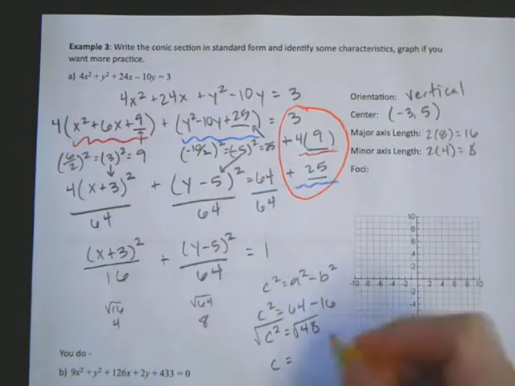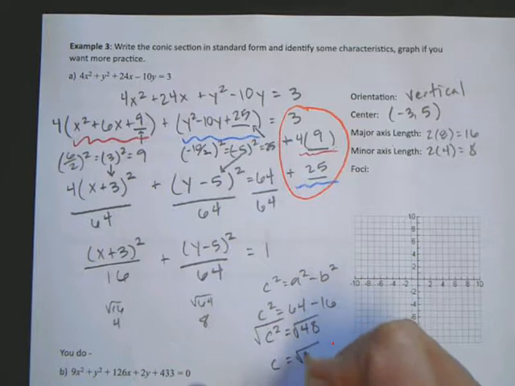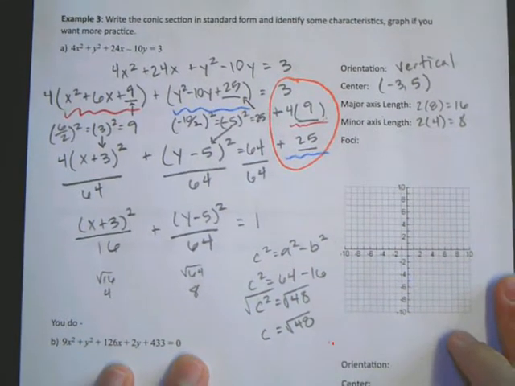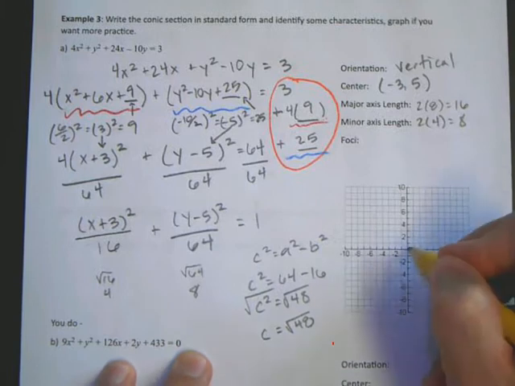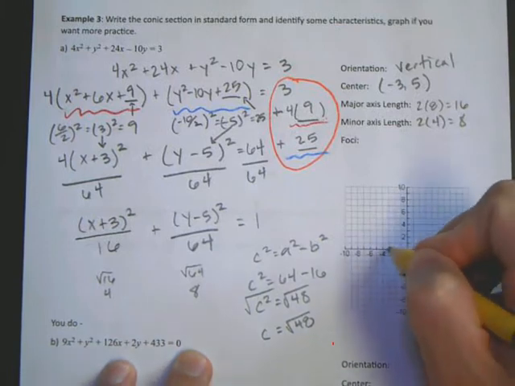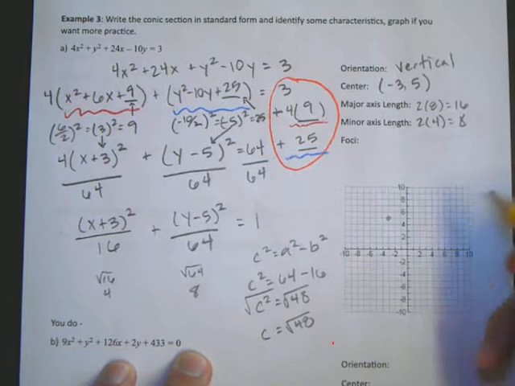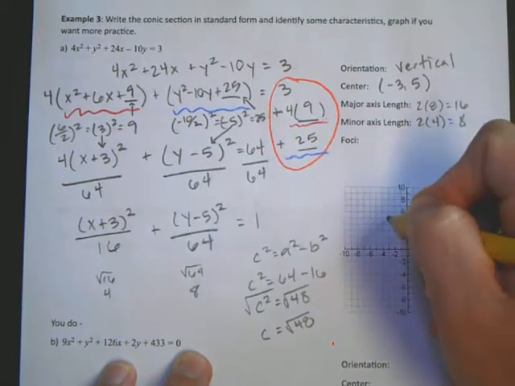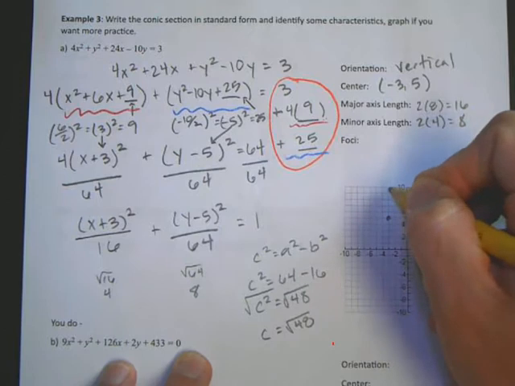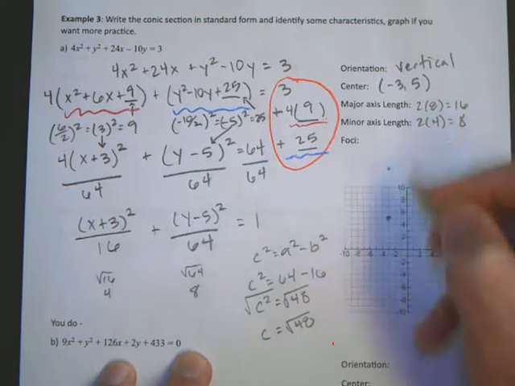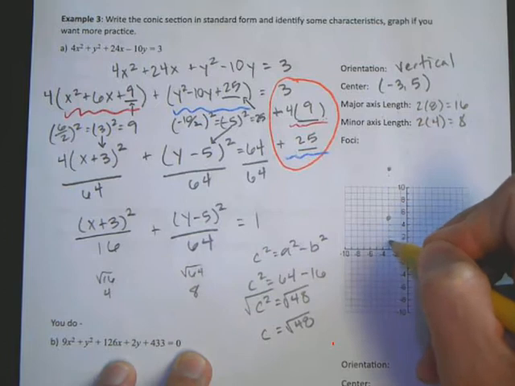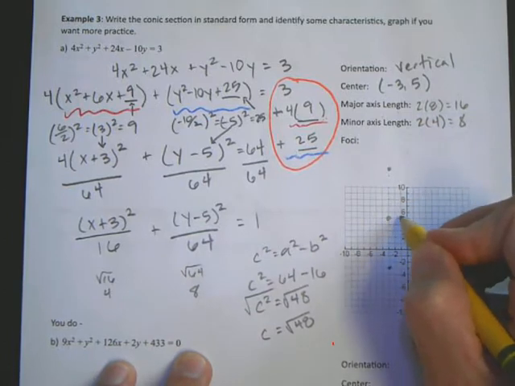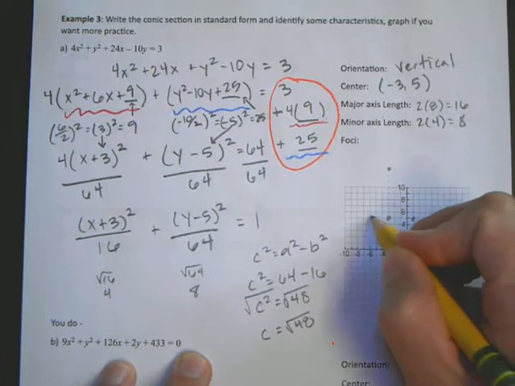Now, here's an important feature, okay? Watch what happens here. I'm going to graph this. Negative 3, 1, 2, 3, 5, 1, 2, 3, 4, 5. That's my center. Major is vertical, so I need to go up 8, a little bit off, that's okay. 1, 2, 3, 4, 5, 6, 7, 8. And then my minor is 4, 1, 2, 3, 4. So there's my beautiful graph, but my focus is what's next.